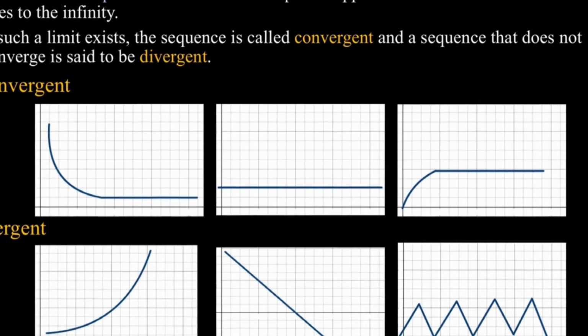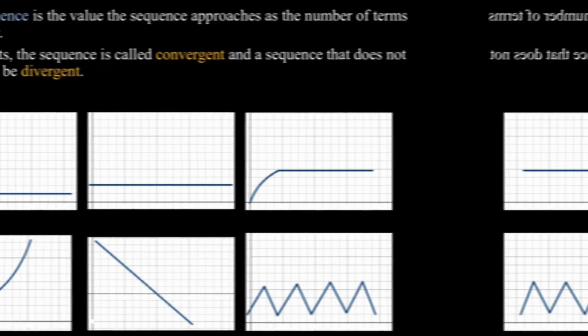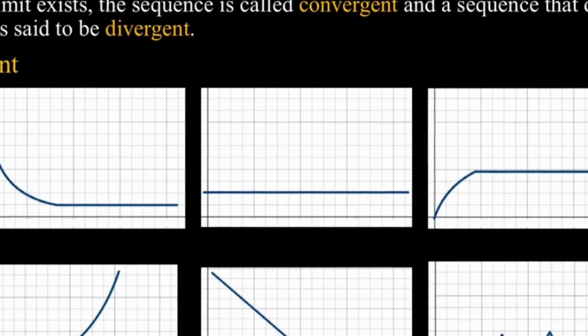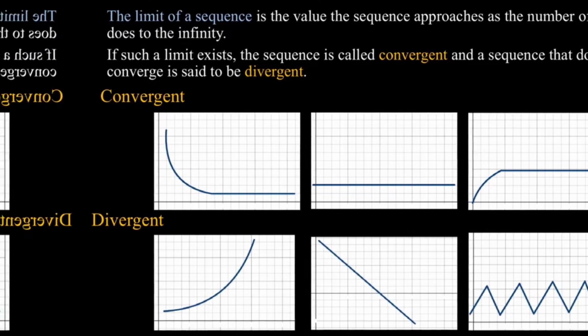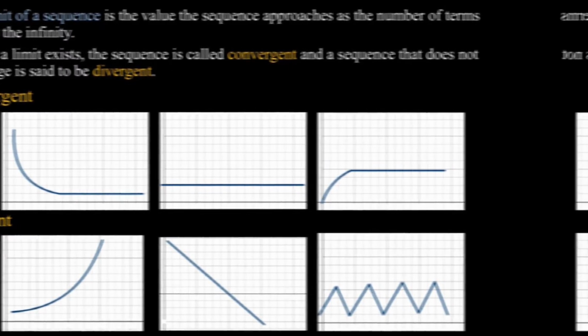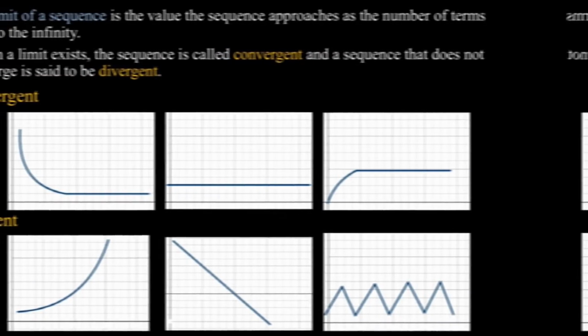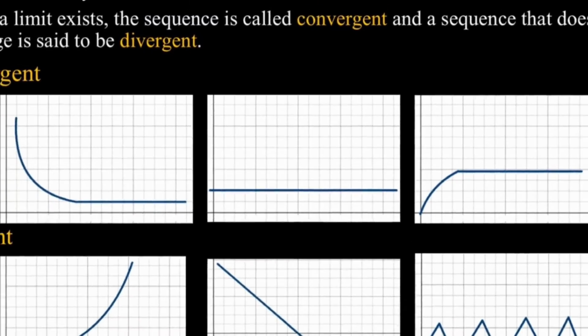The limit of a sequence is the value the sequence approaches as the number of terms goes to infinity. If such a limit exists, the sequence is called convergent, and a sequence that does not converge is said to be divergent. Remember, if the line is horizontal, it is converging. Remember, if it's swinging, it's divergent. If it keeps going up, or if it keeps going down, that's divergent for sure.